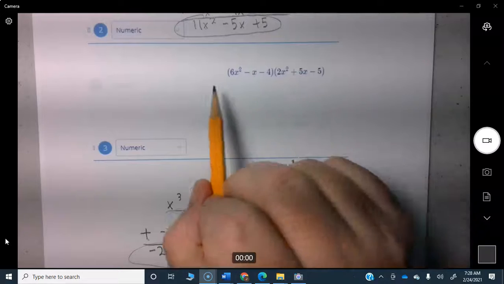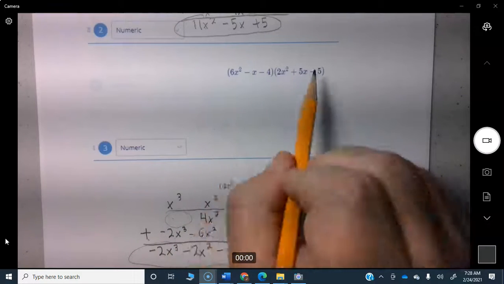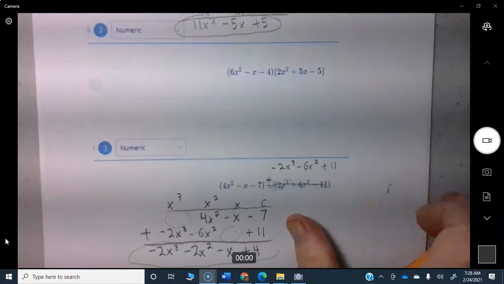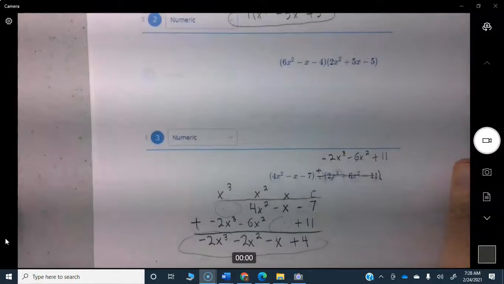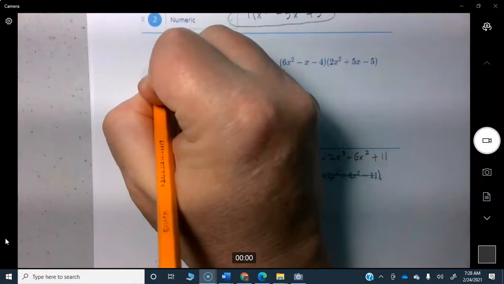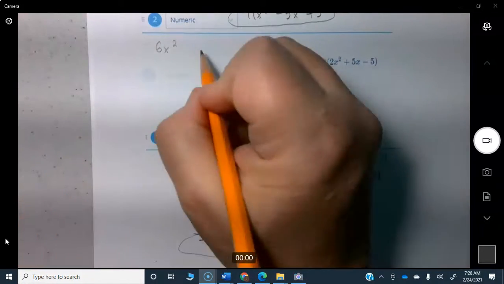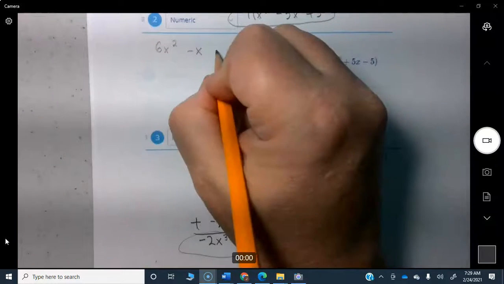You're going to have a vertical axis and a horizontal axis. It doesn't matter which one you put on which. It's all going to come out the same. I'm going to do it over here because I have a little more space. So I'm going to write 6x squared minus x minus 4.